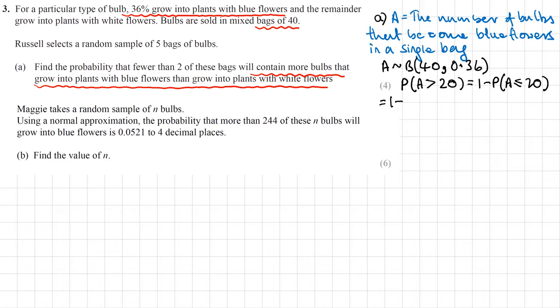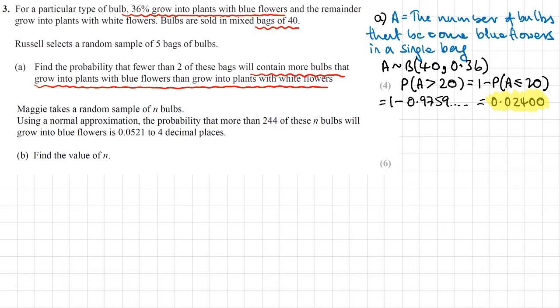So we get 1 minus 0.9759 and so on. So let's do 1 minus that, and that is 0.02400. So we can pretty much say that it's 2.4%. Okay, so what we've got here, and I'll highlight that answer, this is not the final answer, is the probability that more in a single bag, more of them are going to germinate blue or become blue.